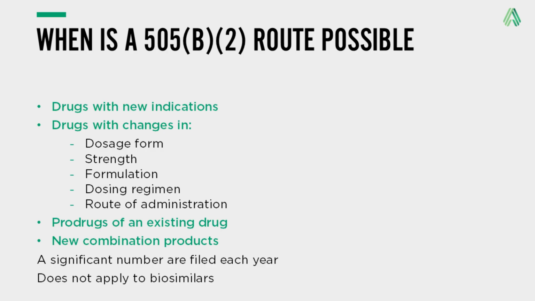A 505(b)(2) approach is most commonly used when there's simply a change in the formulation, dose strength, or the route of administration of a drug. However, the approach can also be used for new prodrugs of existing active ingredients and to provide some of the required data for combination products where one or more of the APIs have been used in a marketed product.